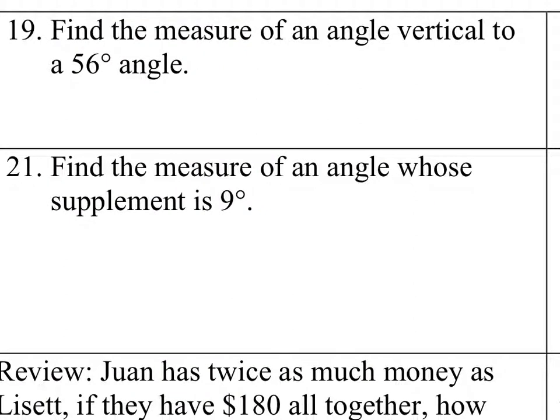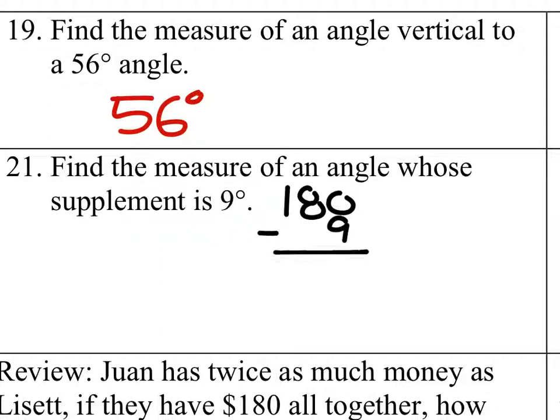Find the measure of an angle vertical to a 56 degree angle. That would also be 56 degrees because it's vertical. Find the measure of an angle whose supplement is 9 degrees. Well, if it's supplement, then they add up to 180. So I'm going to take 180 and subtract those 9 degrees. And that would be 171 degrees would be the measure of that missing angle.